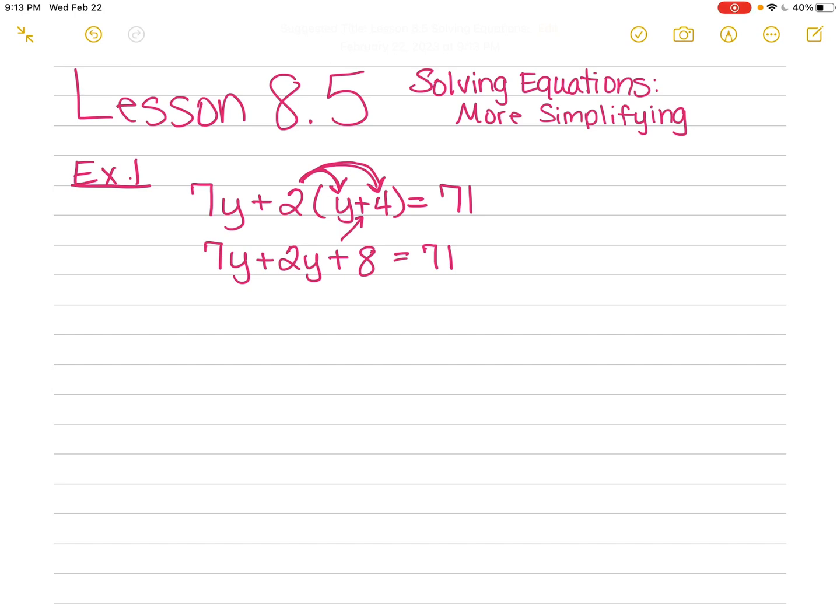Now I'm going to add like terms. So the y's are my like terms. They're the same. So I'm going to add those together. 7y plus 2y is 9y. And then I have plus 8 equals 71. Okay, now we're back to lesson 8.1, solving a two-step equation. Now you've done this throughout this whole chapter. So this part should be easy.